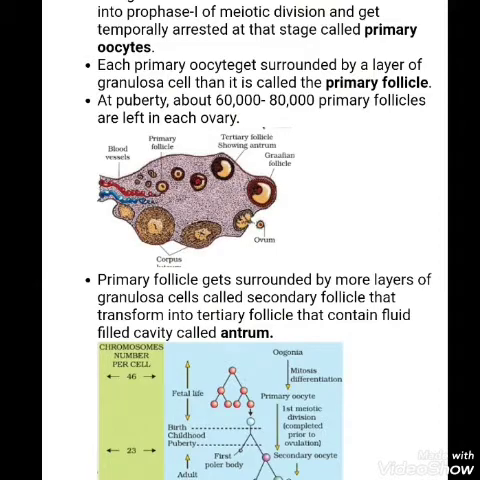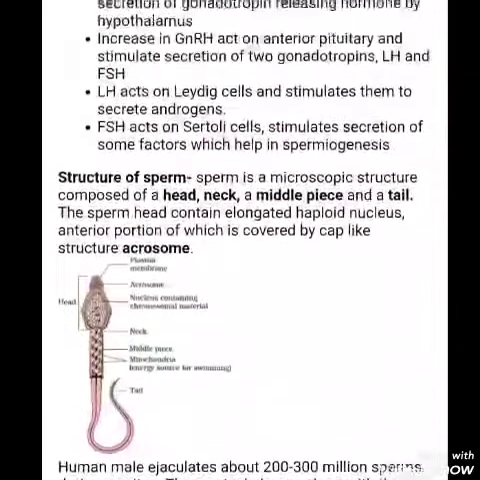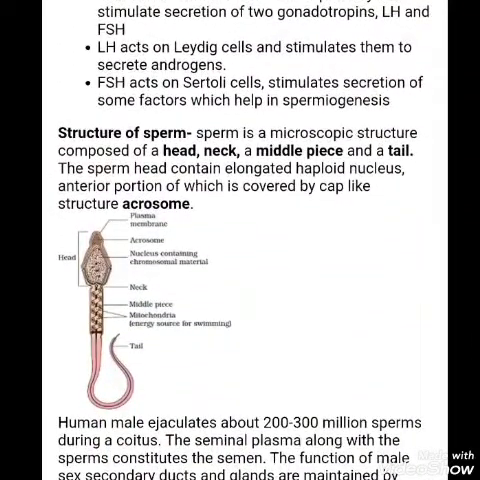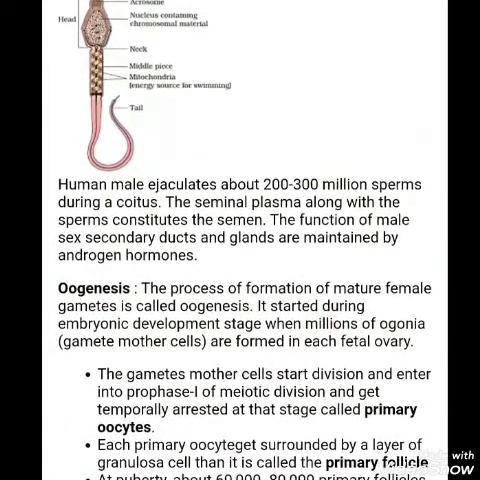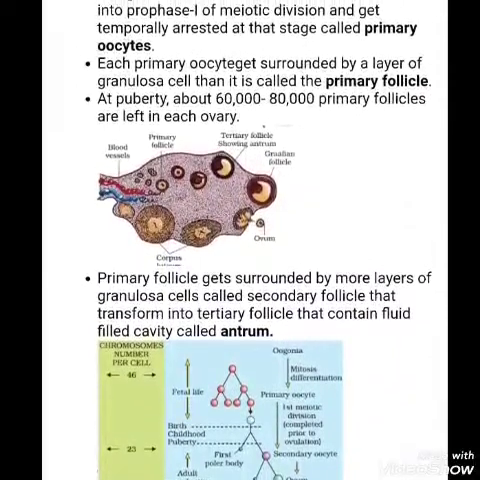In the previous section, we had talked about spermatogenesis, or the formation of male gamete or sperms. I had talked about the structure of sperm also. In today's session, we are going to talk about oogenesis, that means the formation of mature female gamete, which is also known as Graafian follicle.